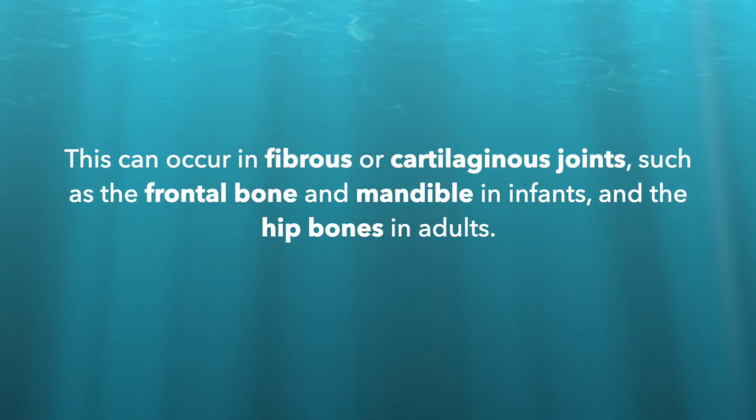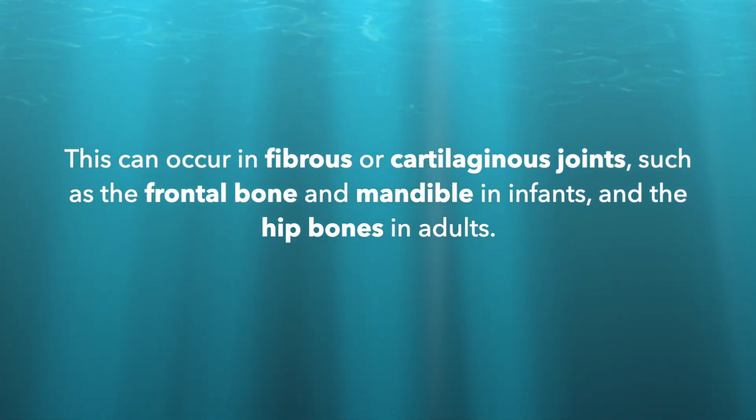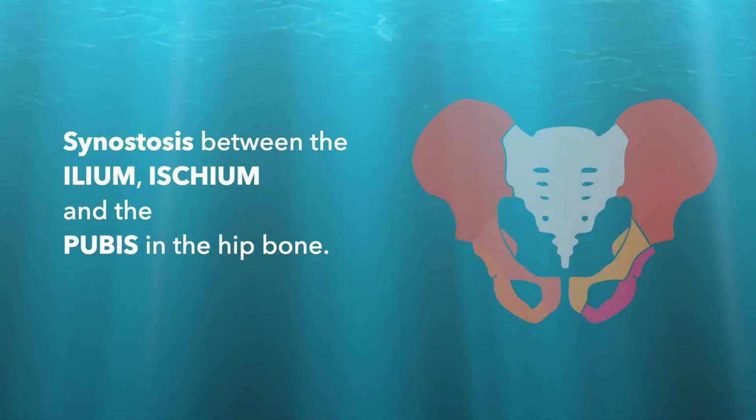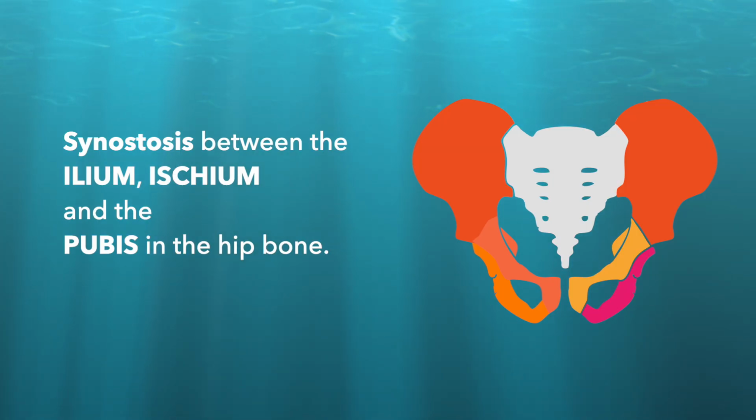This can occur in fibrous or cartilaginous joints, such as the frontal bone and mandible in infants, and the hip bones in adults. Synostosis between the ilium, ischium, and the pubis in the hip bone.